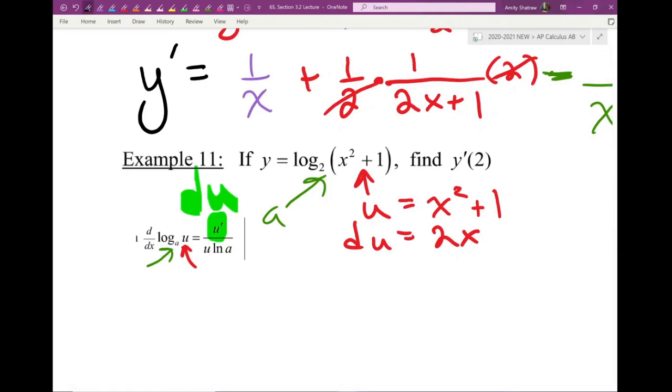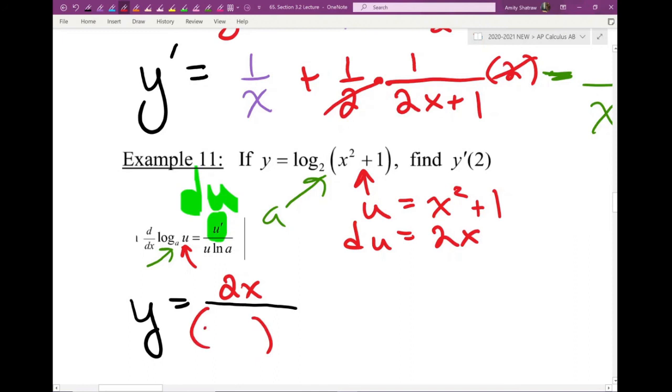So let me see if I can put it all together with colors. Y equals, what do I have? I'm going to have a numerator and a denominator. I'm going to put the du on top, and that's going to be 2x. I'm going to put u on the bottom, which is x squared plus 1. And I'm going to do this little piece right here, this natural log of a. In this case, a was 2. Okay? And so that's my derivative. Now, see what I said about those prime marks? There you go. What if I wanted to evaluate this at 2?